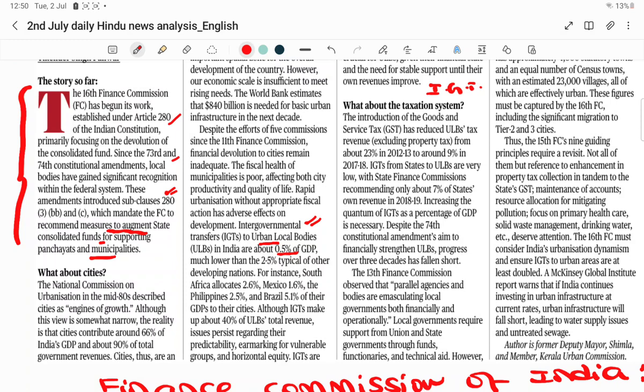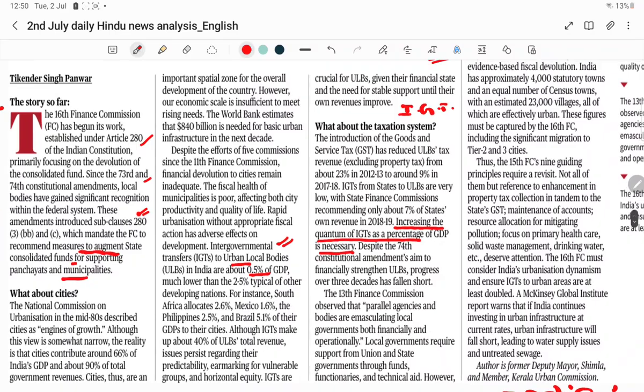Now he is saying that there is a dire need to increase this IGT. See this point. Increasing the quantum of IGTs as a percentage of GDP is necessary. And he is also saying that we need to protect these urban local bodies. We need to strengthen these urban local bodies. In fact, because as part of the 74th Constitutional Amendment, it is one of the obligations on our country, on the government specifically, to improve the positioning of the local bodies.